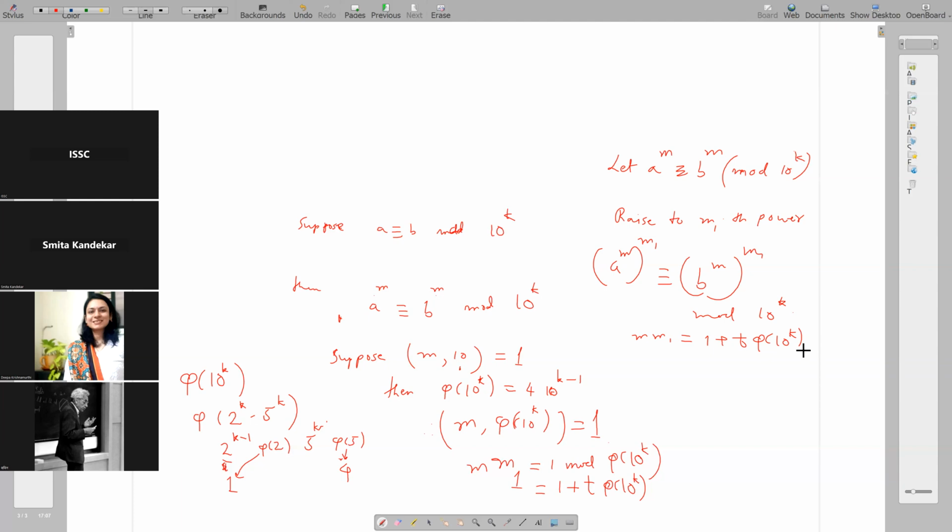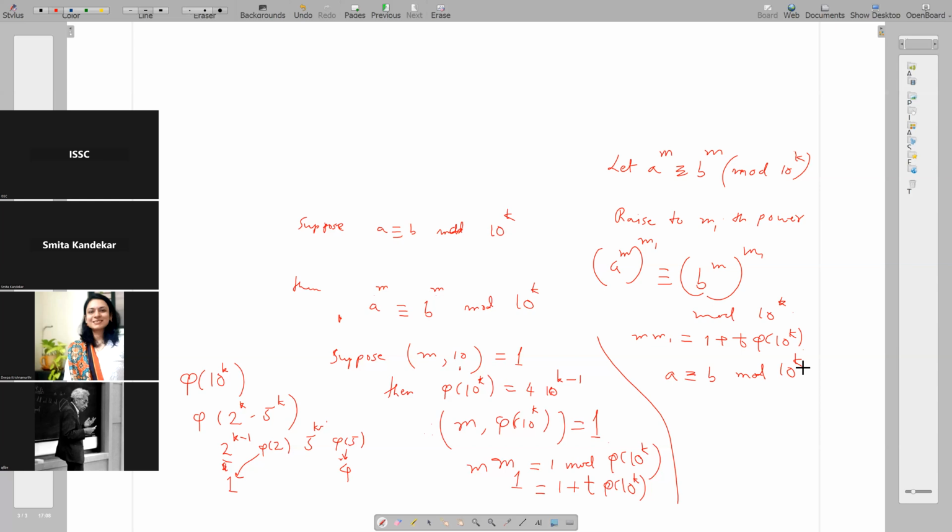Now, in the method which we use, there are some problems after this, so let me explain that. Suppose I want to deduce from this that a raised to pi of 10 raised to k is 1 by Euler's theorem. A raised to pi of 10 raised to k is 1 by Euler, so I can forget that, and I will get A congruent to B mod 10 raised to k.